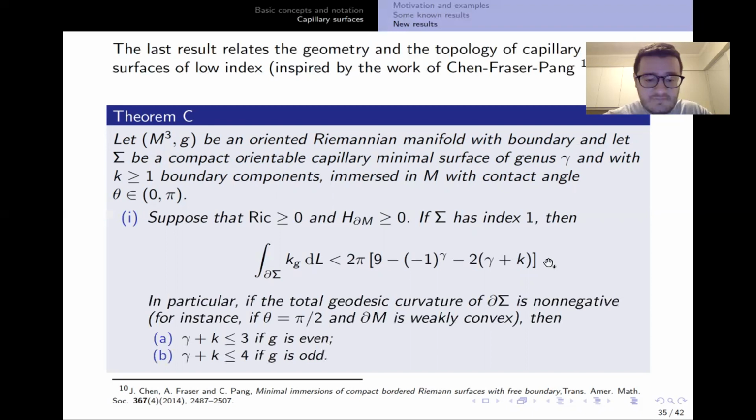In particular, if the total geodesic curvature is non-negative, then the right side is also positive, and we have options A or B. Either gamma plus k is less than or equal to three if gamma is even, or gamma plus k is less than or equal to four if gamma is odd. This happens, for instance, if we have a free boundary minimal surface and the boundary of the ambient manifold is weakly convex. In fact, we can show that in this case the left-hand side of this inequality is always non-negative, and so A or B applies.